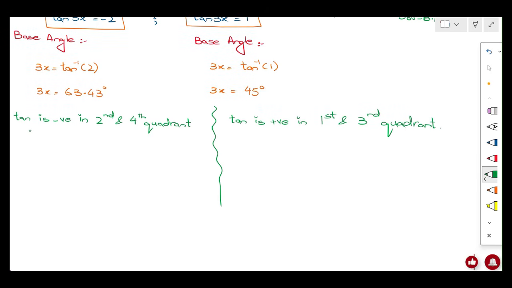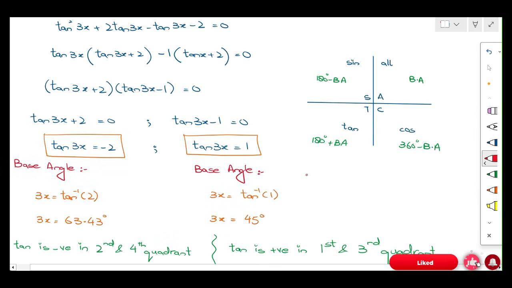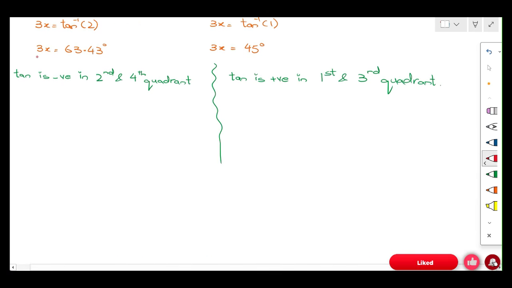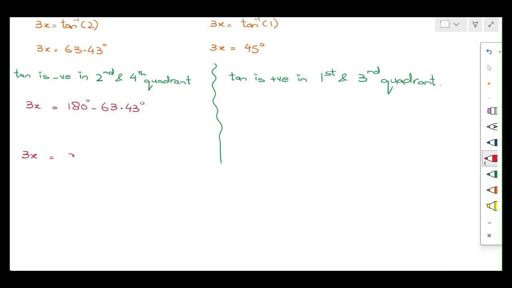Now here we can say for the second quadrant and for the fourth quadrant, right? So for the second quadrant, what is the operation? 180 minus the base angle, and for the fourth, 360 minus the base angle. This is the base angle, right? So your angle 3x should be equal to 180 minus the base angle, or the angle is equal to 360 minus the base angle.